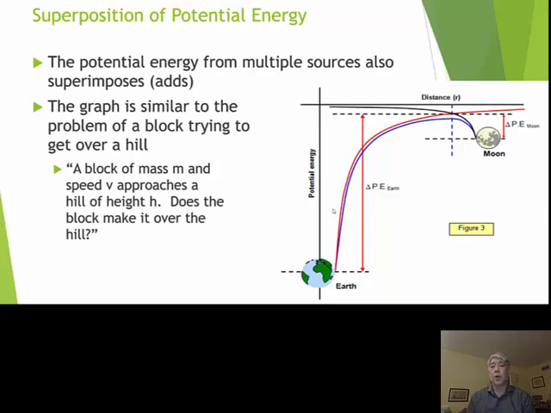This graph is similar to a potential energy graph or a hill type of graph when we did energy way back earlier in the year. So this is similar to the situation where I have a block of mass m and speed v approaching a hill of height h, and the question is, does the block make it over the hill? What this means for astronauts and NASA is that I only need enough energy to get past the hump on the blue curve. Once I get past the hump, the moon's gravitational field takes over and I end up not needing as much kinetic energy as you might suspect.